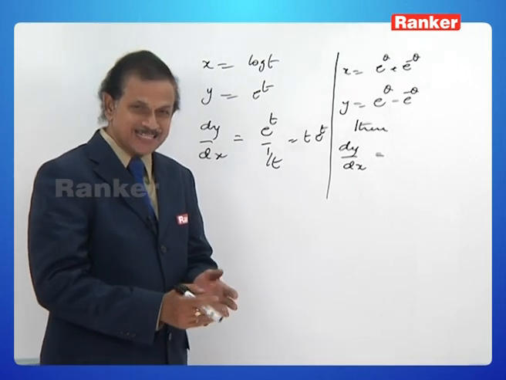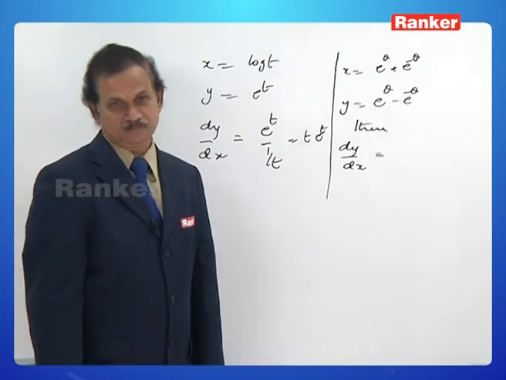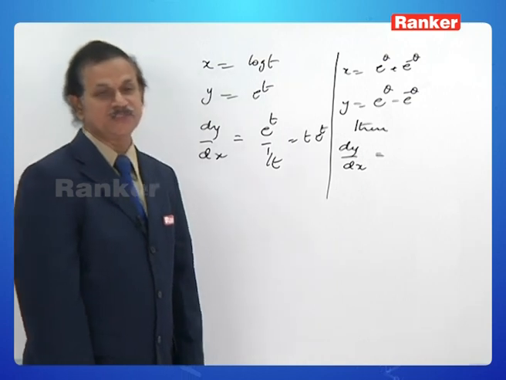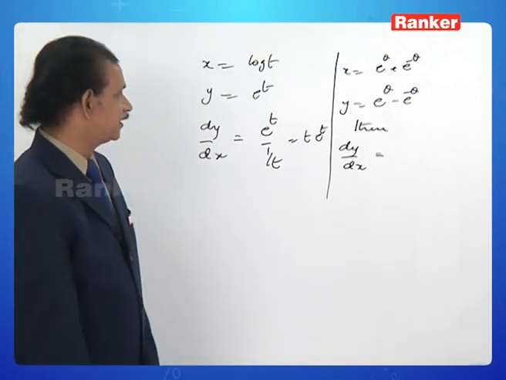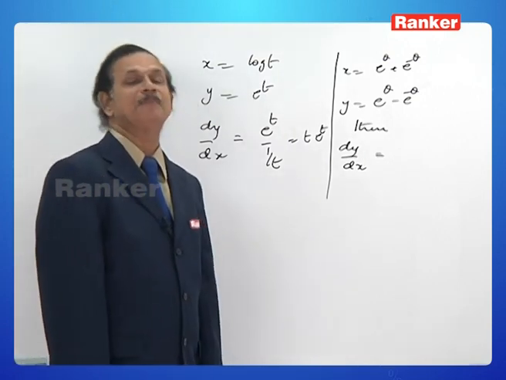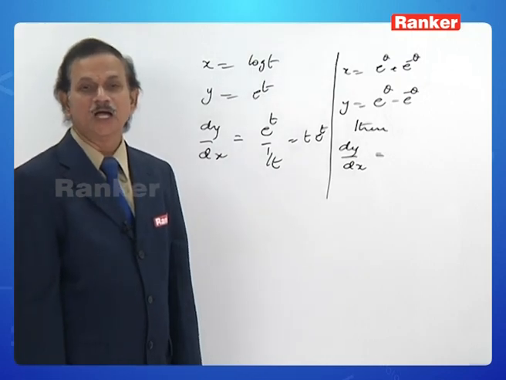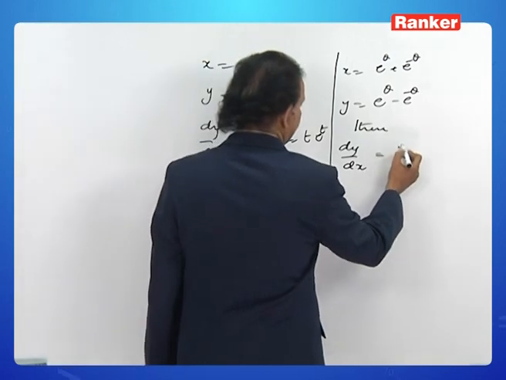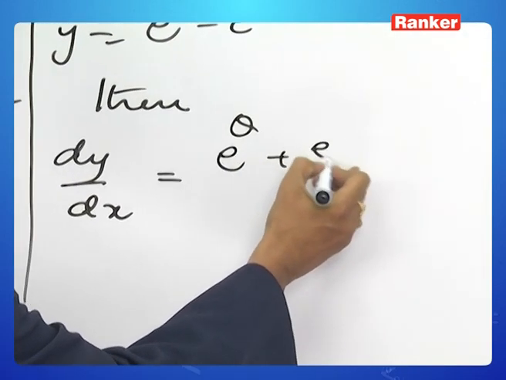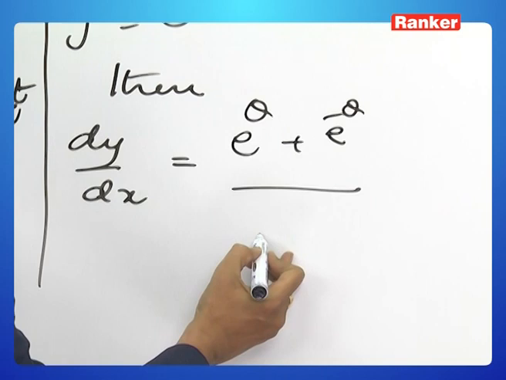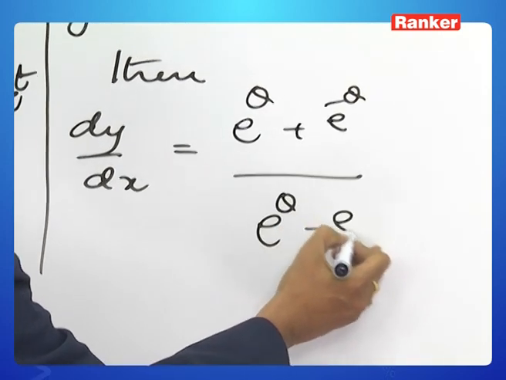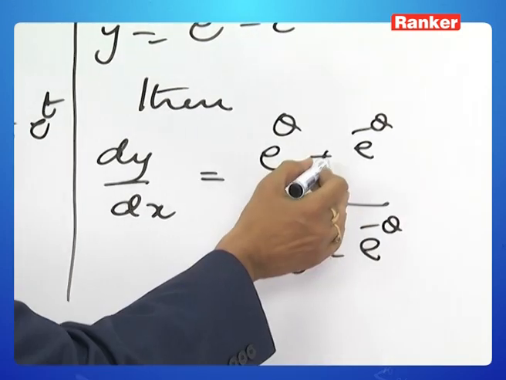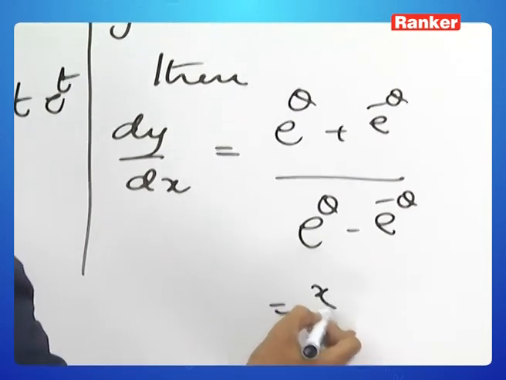If you proceed systematically, then dx by d theta is e power theta minus e power minus theta. dy by d theta is e power theta plus e power minus theta. Isn't it? Okay. dy by dx is, what is this derivative? e power theta plus e power minus theta by dx by d theta, which is e power theta minus e power minus theta. This is x, this is y. Hence the answer is x by y.